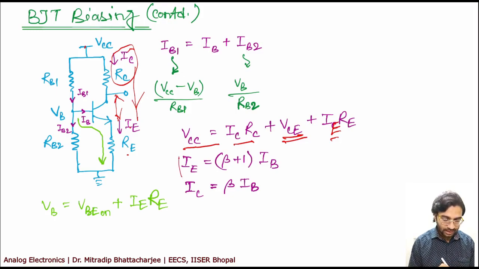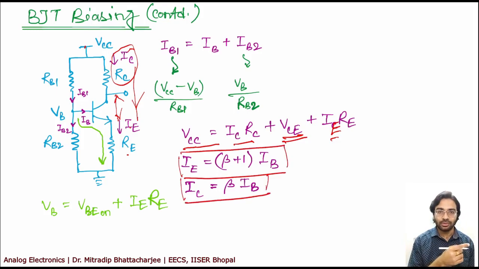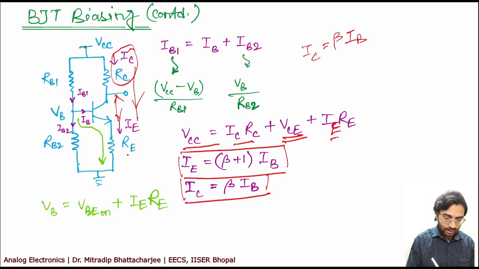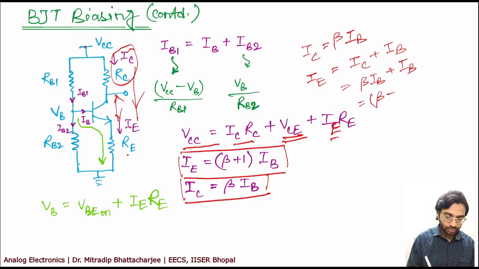And then you have a relation: IE is equal to beta plus 1 IB, IC is equal to beta IB. This I already have shown previously. So you have this relation that IC equal to beta IB. Then you know IE is equal to IC plus IB. Replace this value, beta IB plus IB. So you will get beta plus 1 IB. So I have written IE equal to beta plus 1 IB.